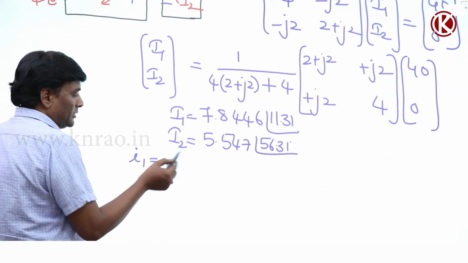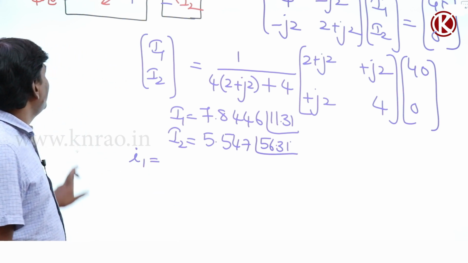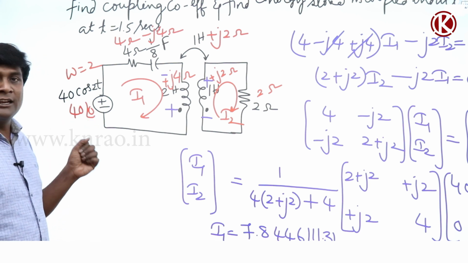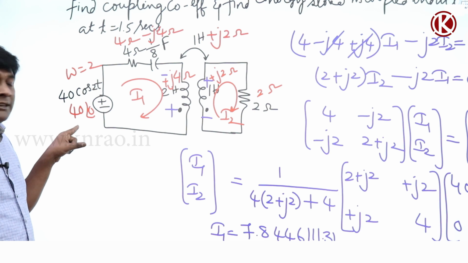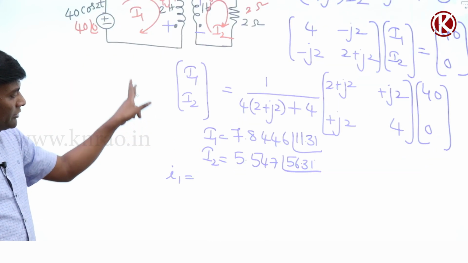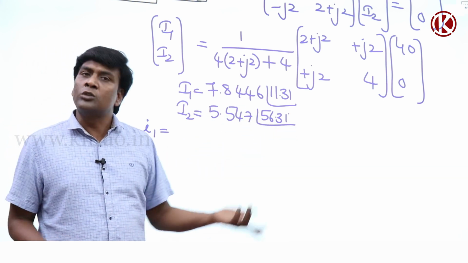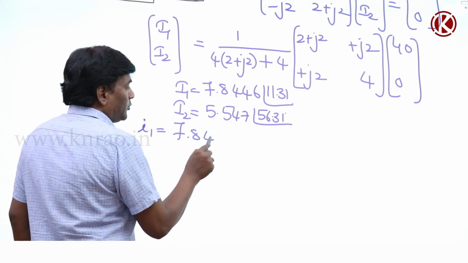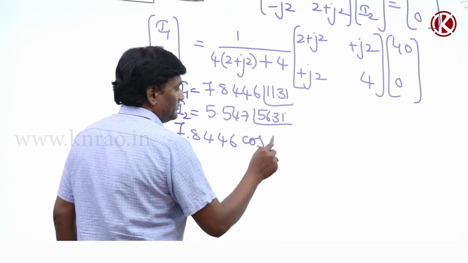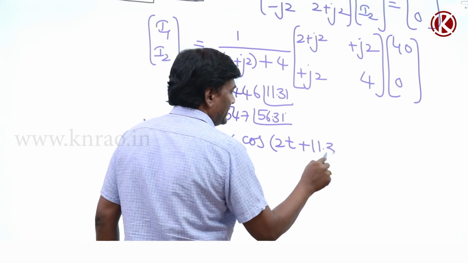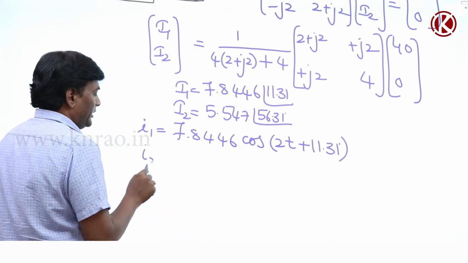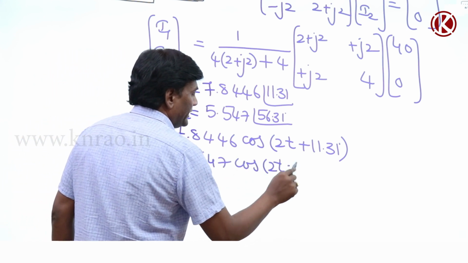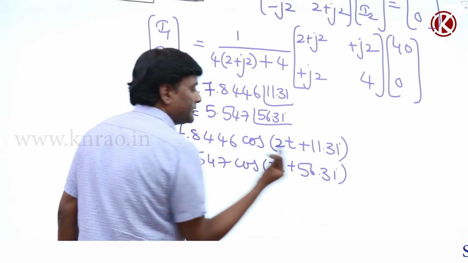So instantaneous I1. Okay, so if you go back and see here 40 cos 2t has been converted into 40 at an angle 0. So what is the phasor length here? 40 is going to be peak value. So whatever the values you got here, these values are also going to be peak values. So answer is going to be 7.8446 cos 2t plus 11.31 degrees. And I2 is going to be 5.547 cos 2t plus 56.31 degrees.